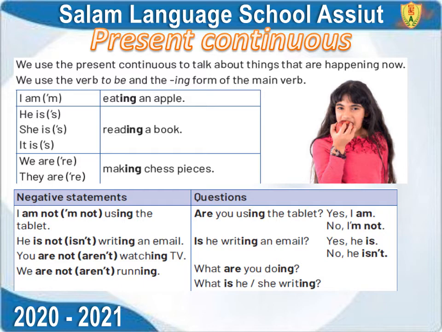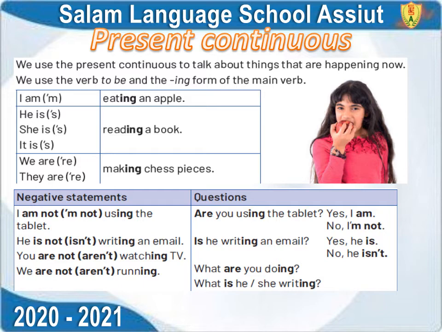In the plural form, we can use we are making chess pieces. They are making chess pieces. In the negative statements, we put not after the verb to be. For example, I am not using the tablet. He isn't writing an email. We aren't watching TV. We are not running.